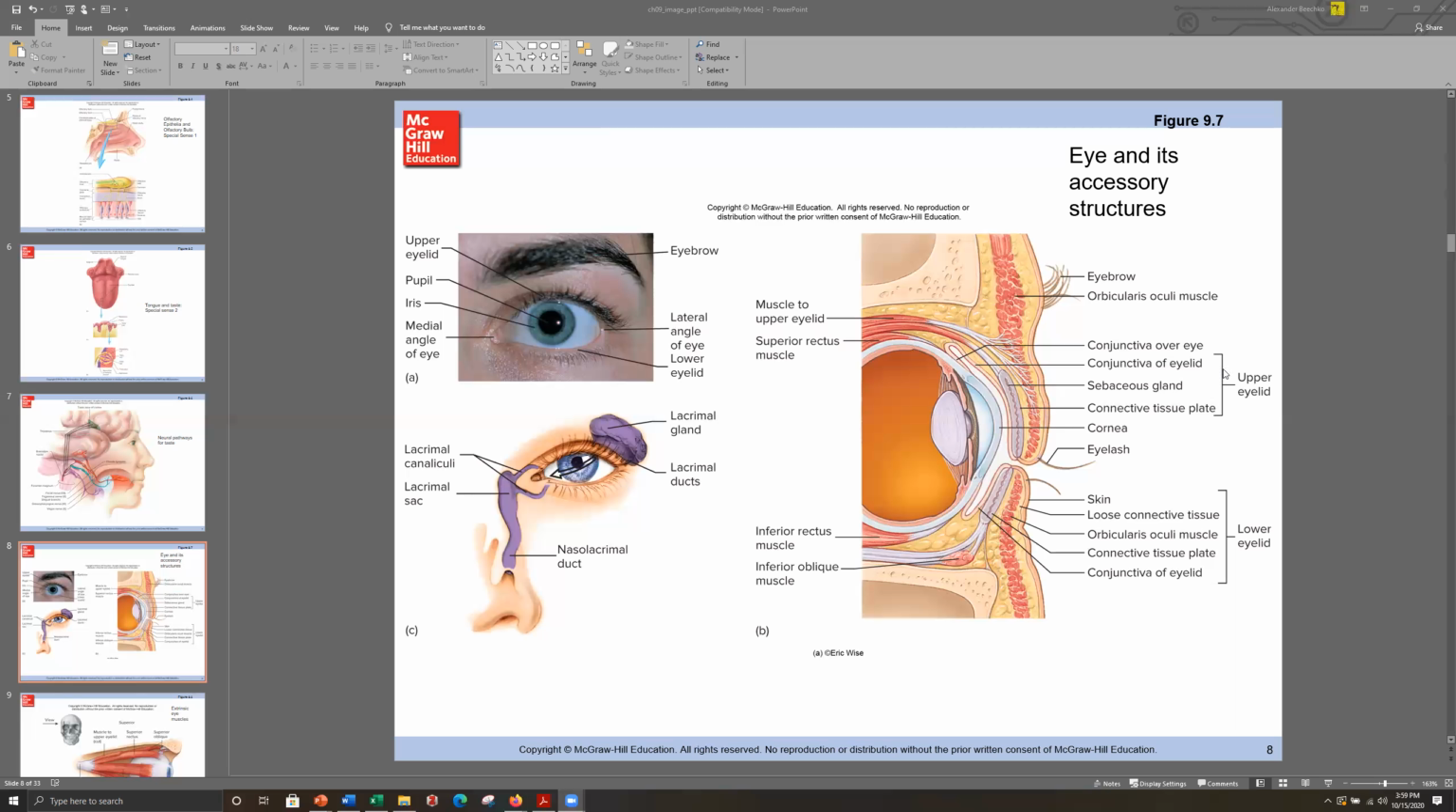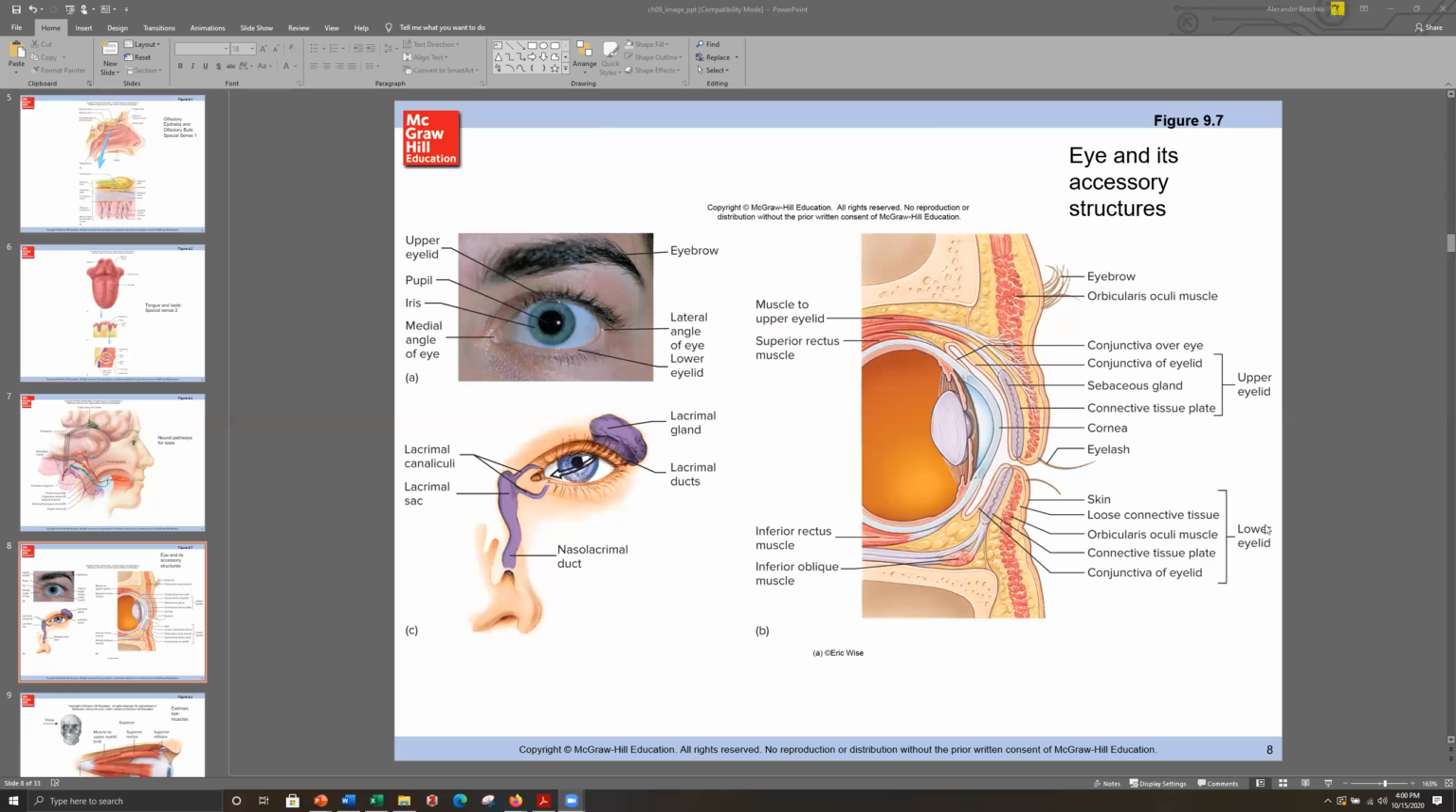So structures of the upper eyelid include the conjunctiva over the eye. So this is a set of connective tissue that surrounds the cornea and the anterior chamber. The conjunctiva of the eyelid just here. We have the sebaceous gland just here, which can produce various kinds of sebaceous secretions, various kinds of oily secretions. We have a connective tissue plate that's here as well, along with our cornea and then our eyelash.